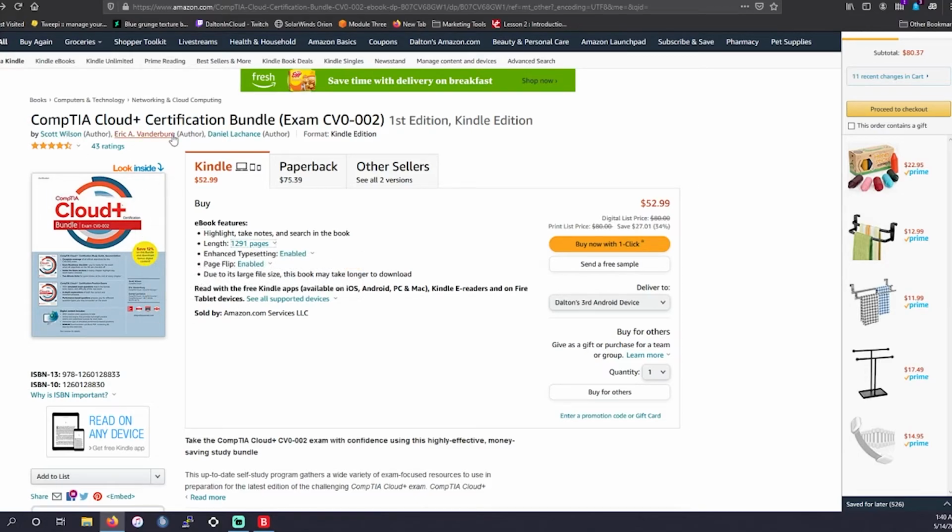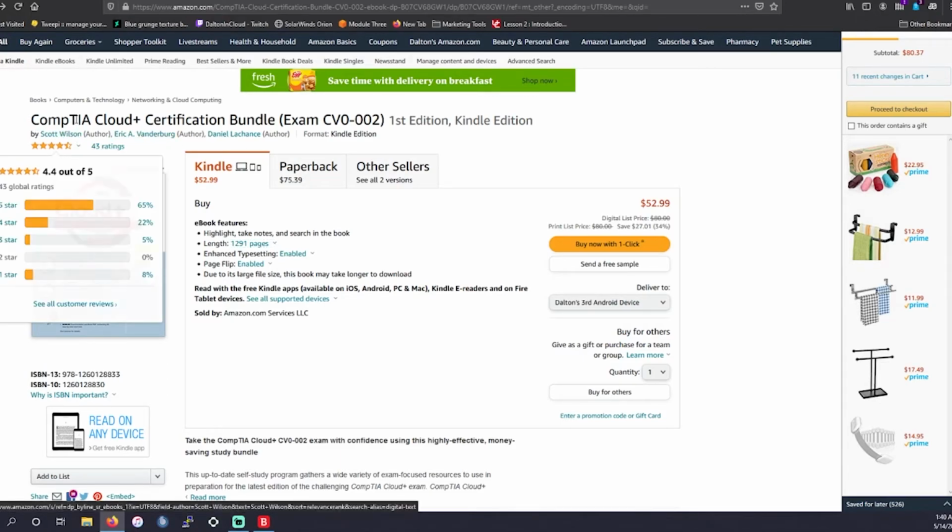But this is an amazing book right here. I do actually have this. I didn't pay for it. I didn't pirate it. I got it gifted to me for Christmas. But this is an amazing book.